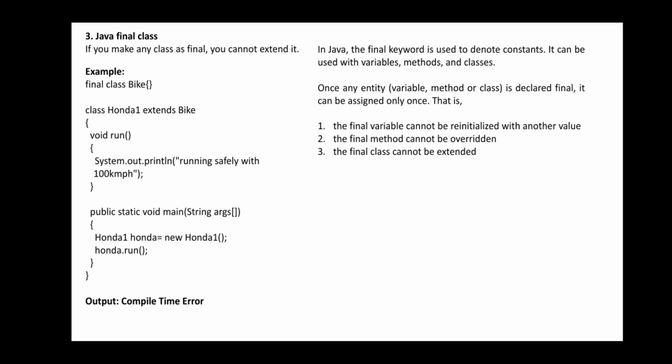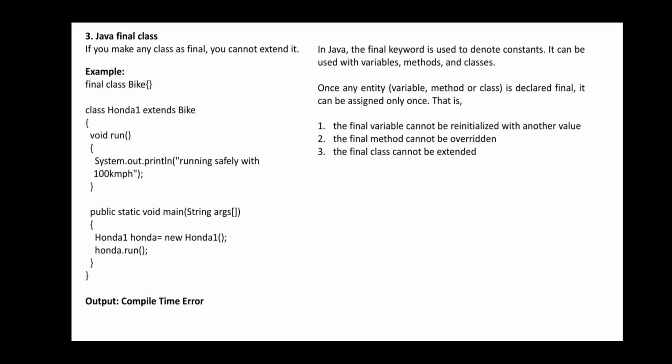I am going with the compile time error so you can understand the difference of defining the final keyword within the Java programming language. In Java, the final keyword is used to denote constants. It can be used with variables, methods and classes. Once any entity, variable, method or class is declared final, it can be assigned only once. So he is going to wrap up with a summary here: how the final variable works, how the method works, and how the class works.